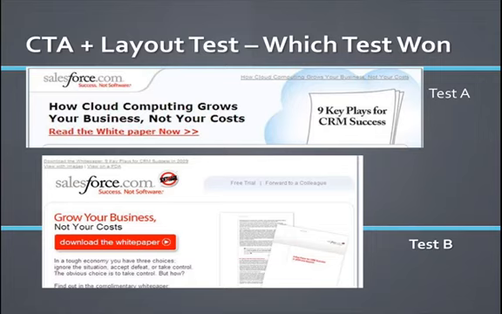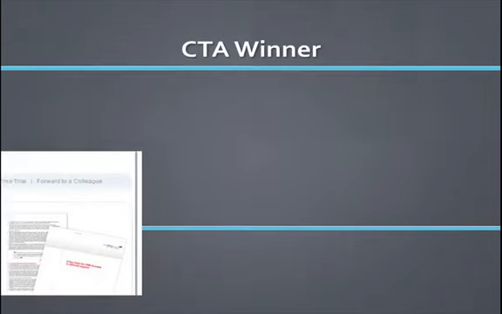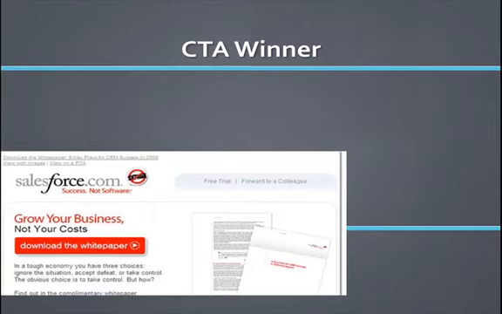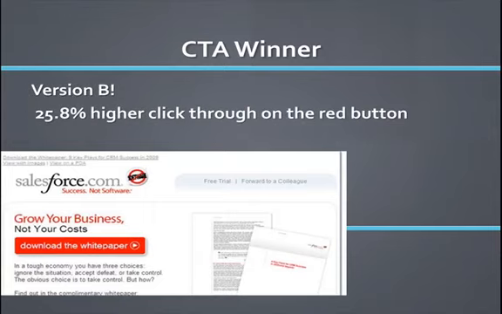So if you look at the top, test A, there's a link that says read the white paper. Test B is a big red button. So I'm sure you're thinking now you know which one won on this one. And after all of the stuff we've talked about already, you would probably be right. The big red button was the winner. For this company, it had a 25% increase over the link.